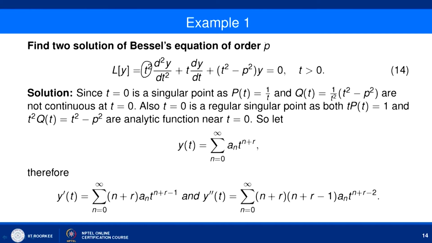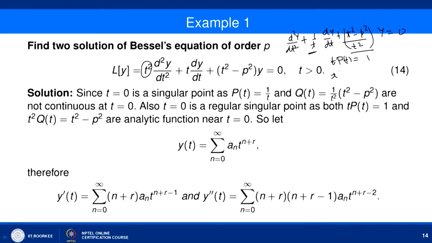So, it means that when you divide by t square, it is reduced to d2y by dt square plus 1 by t dy by dt plus (t square minus p square) divided by t square y equal to 0. So, here it is your p(t) and it is your q(t). So, t p(t) is what? t p(t) is equal to 1 here. So, we say that it is analytic.